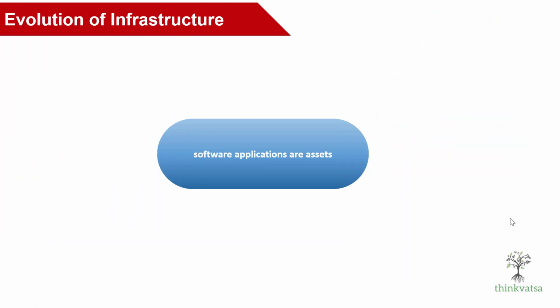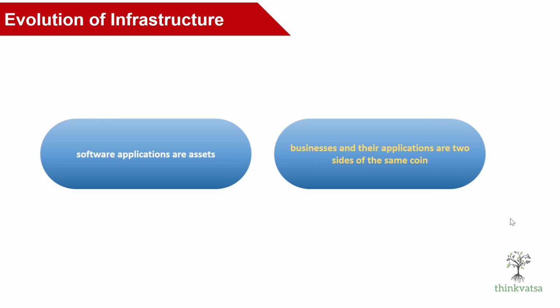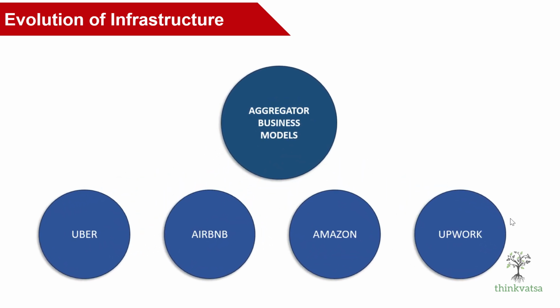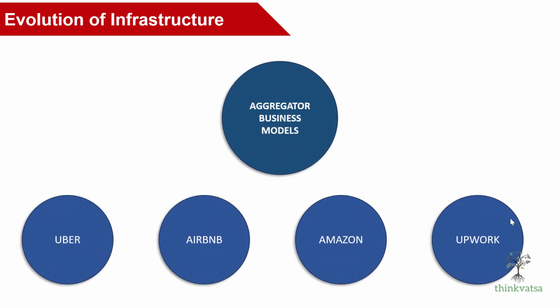Wherever you work, you have probably noticed that software applications are huge assets for any organization. In fact, businesses and their applications are two sides of the same coin. And while this applies to pretty much every sector, I want to take the aggregator business model as an example. These companies don't own any physical assets. Their main assets are their applications. Uber doesn't own a fleet of taxis in every city. Airbnb doesn't own hotels, unlike Hilton and Marriott. Yet all these companies run a massive business. And what they really own is their software applications.